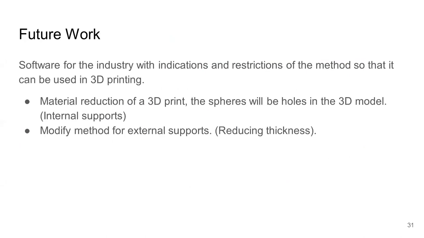For future work, I plan software for the industry with implications and restrictions of the method so that it can be used in 3D printing. This is used for material reduction of a 3D print. The spaces will be holes in a 3D model. This is the internal support. Modify the method for standard supports, reducing thickness. This is reducing all material used in a 3D print, but it's for future investigation.